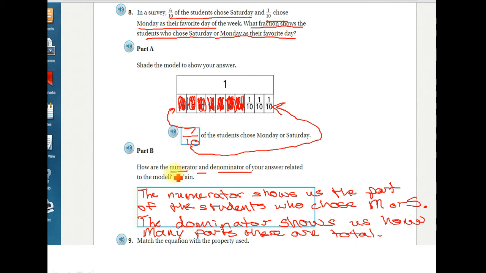So as long as you addressed the numerator and the denominator and what the numerator and the denominator are telling us about this model, then you probably explained it correctly. Now, if in your answer you only talked about the numerator, or you only talked about the denominator, or maybe you didn't explain how it relates back to this model, then that's probably an incomplete answer. Okay? But again, it doesn't have to be my exact words. There's lots of different ways to explain this.